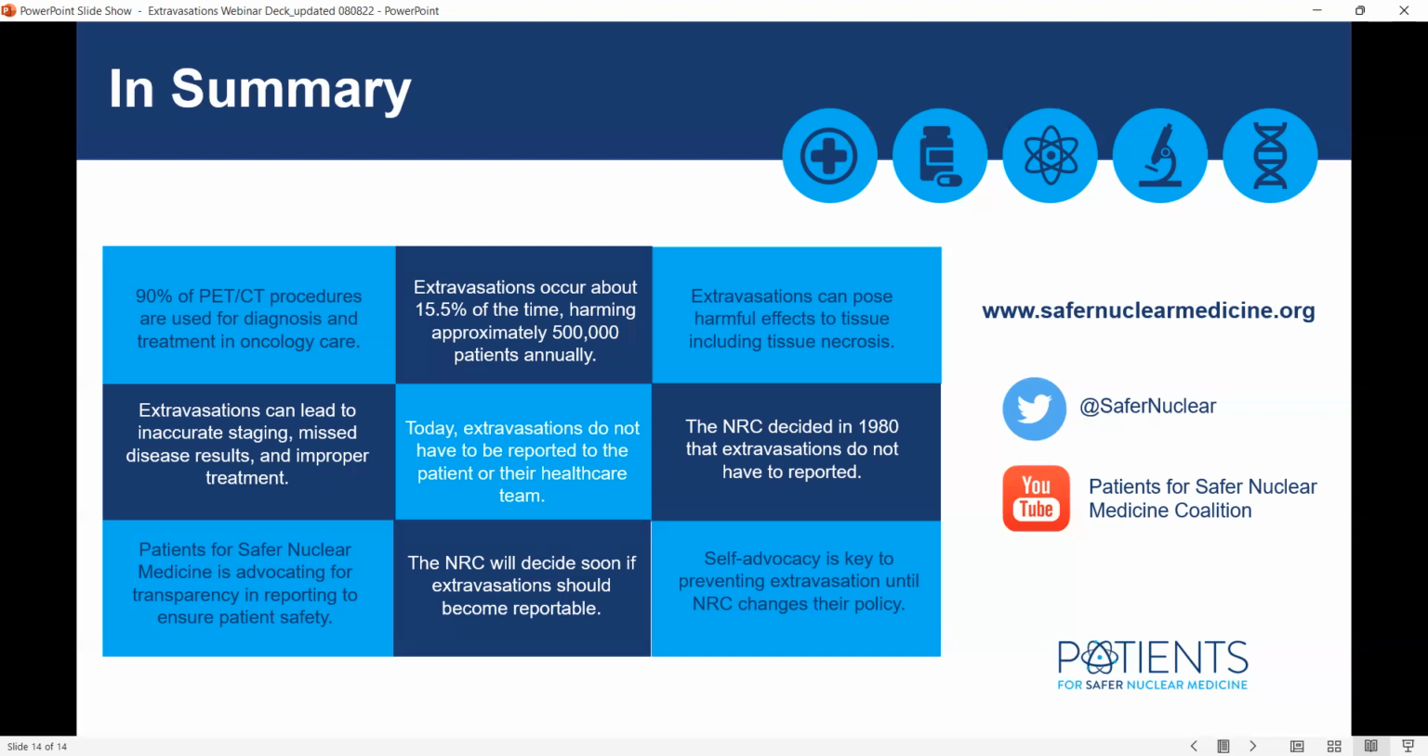Today, extravasations do not have to be reported to the patient, to the healthcare team, or in their medical records. And this is because the NRC decided in 1980 that extravasations do not have to be reported. The Patients for Safer Nuclear Medicine Coalition is advocating for transparency in reporting to ensure patient safety. The NRC will decide soon if extravasations should become reportable. Until then, education and self-advocacy is key to preventing extravasation.